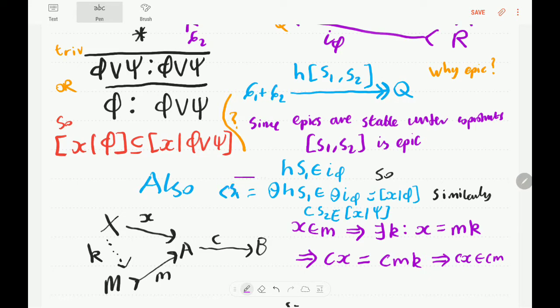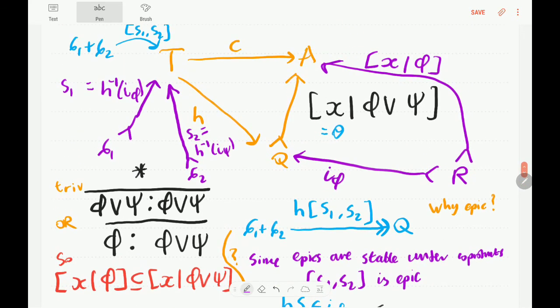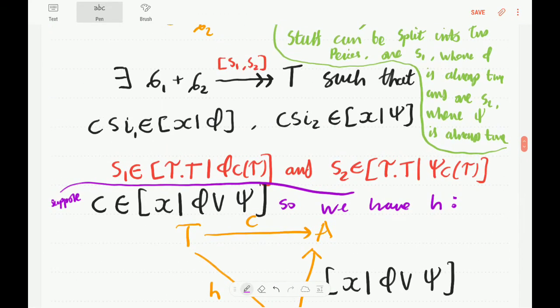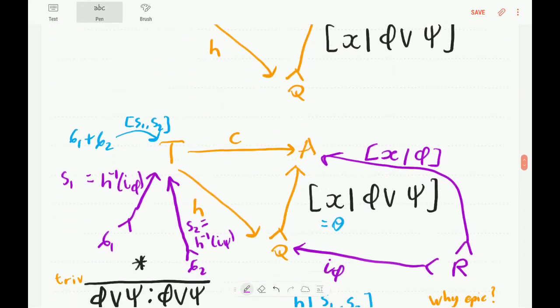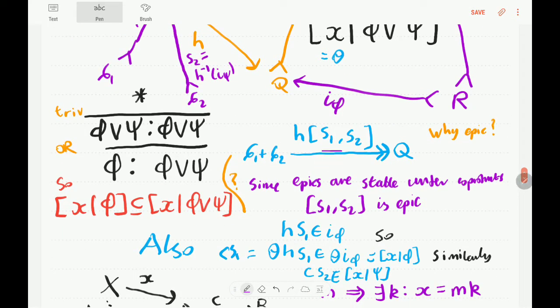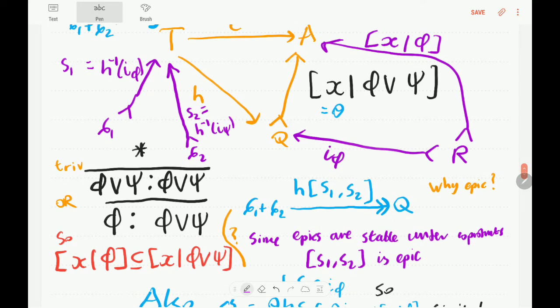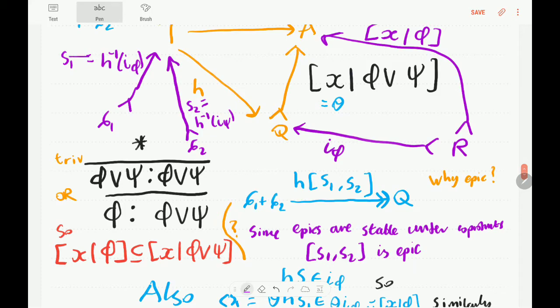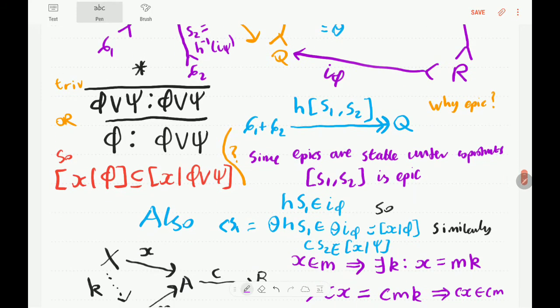And now C S1, so I call S1 shorthand for S after I1, okay? So H S1 is in I of psi because S1 is in H to the minus 1 of I of, actually I should say phi. S1 is in H to the minus 1 of I of phi. So H S1 is in I of phi.